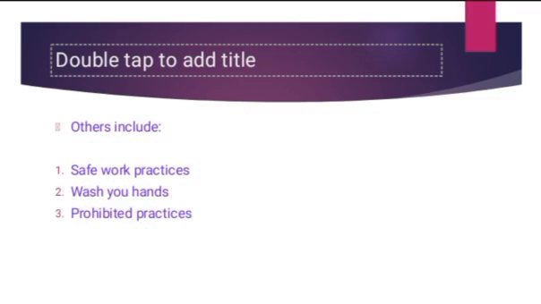Then we have other methods of controlling exposure, like safe work practices. These are the unsafe practices that you shouldn't do in your workplace, especially if it involves dealing with blood and opium. For instance, you shouldn't be eating or drinking in such a working environment. You shouldn't be smoking. All those unsafe practices that you shouldn't do in that kind of working condition is what safe work practice is all about.